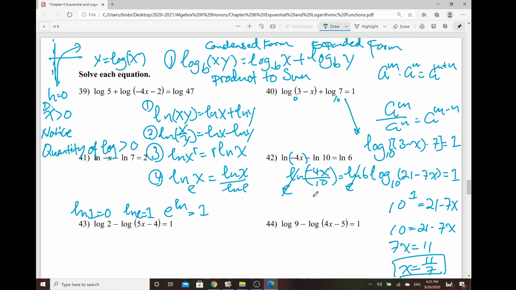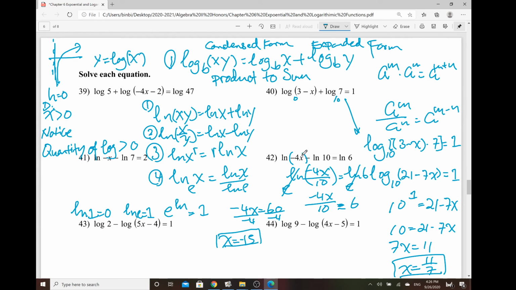So now what's left here? It's just negative 4x over 10. So that equals 6. And then solve for x. So multiply by 10 both sides. So we do have negative 4x equals 60. And then divide by negative 4. So that means x is what? Negative 15. Again, got to be careful with the solution that we find.